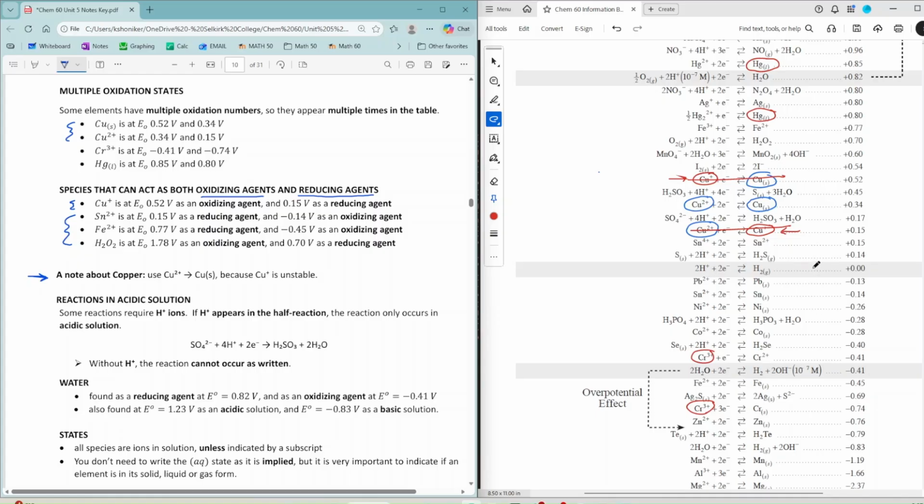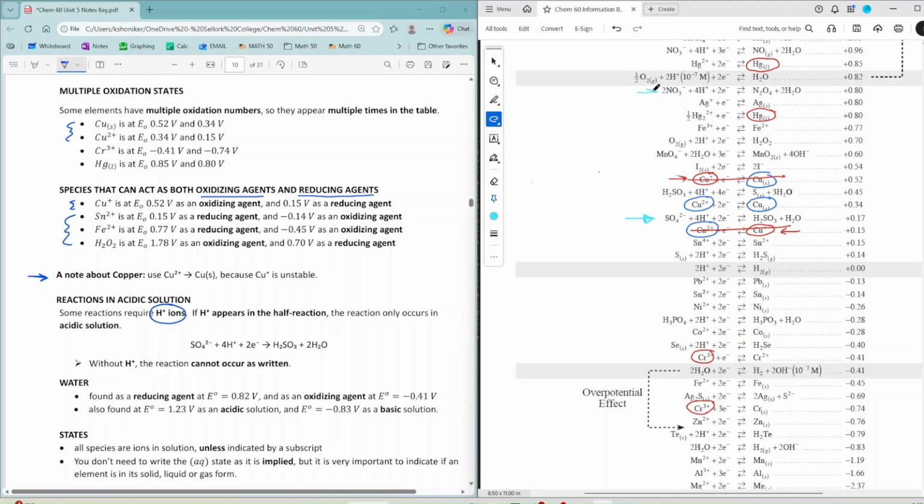The other thing that I wanted to point out is these strange ones which are reactions in acidic solutions. Some reactions require hydrogen ions to be oxidized or to be reduced. So if a hydrogen ion appears in the half reaction, the reaction only occurs in acidic solutions. So for example, if we look at this sulfate reaction, sulfate will oxidize or reduce, in the presence of hydrogen, to form H2SO3 and water.